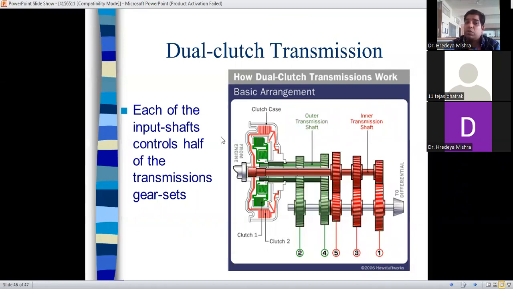Okay. Each of the input shafts controls half of the transmission gears. See, outer gear shaft and inner gear shaft. And this is the clutch casing. Okay. So clutch plate, flywheel, and pressure plate are available here. Okay. So this is for today's program.